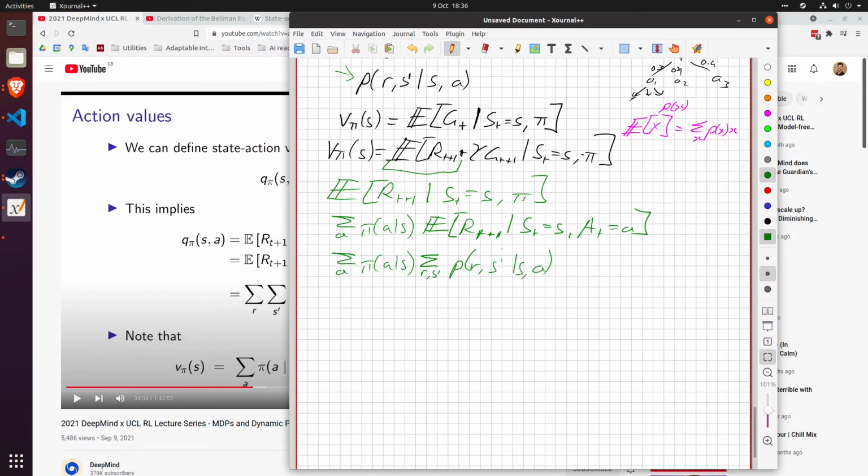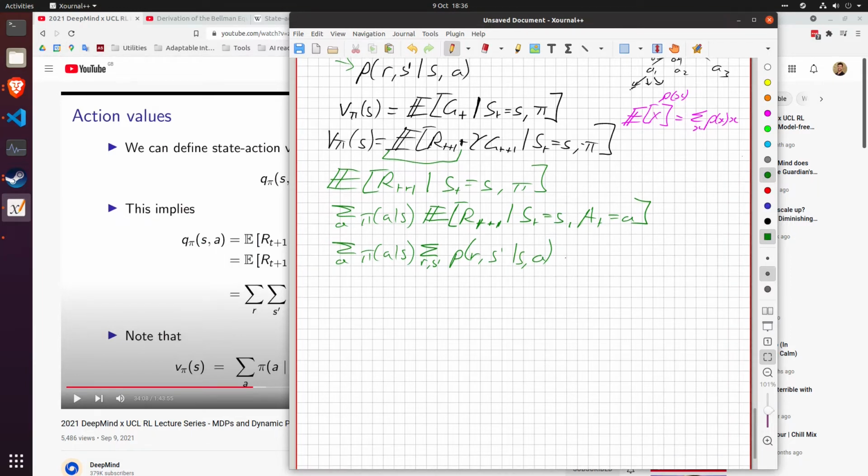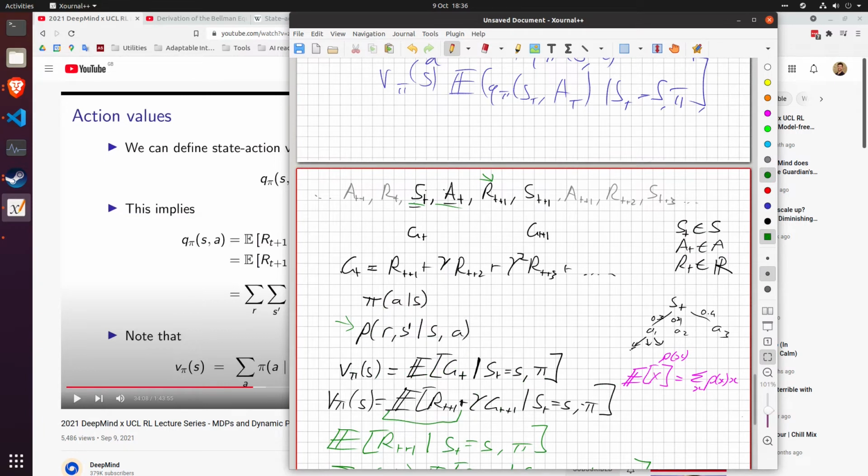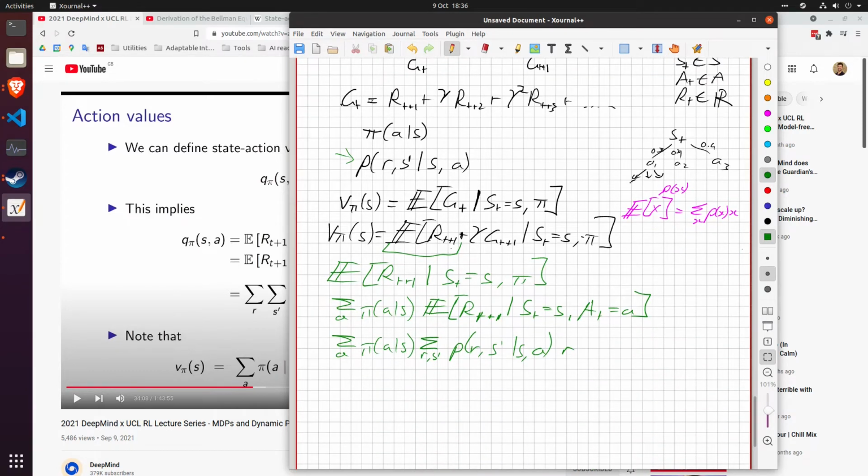And now we're allowed to just write r here. This is now allowed because we've pinned down everything we need to get from what we knew to start with to the reward that we're trying to find the expectation value of.